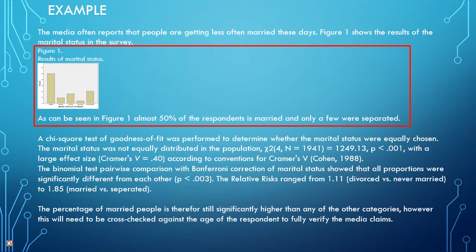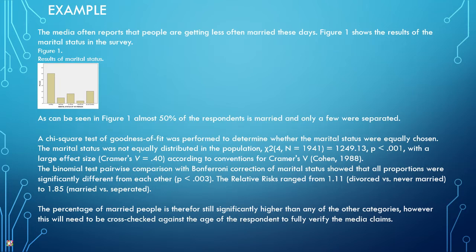In this case, there's not that much to mention. It's just that almost 50% said that they were actually married and only a few were separated, similar to what I concluded from the frequency table. Then I need to test if any of those are actually significantly different. That's where that chi-square test of goodness of fit comes in.